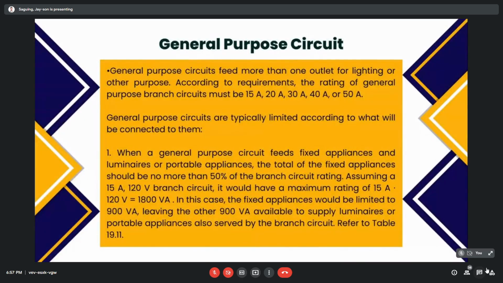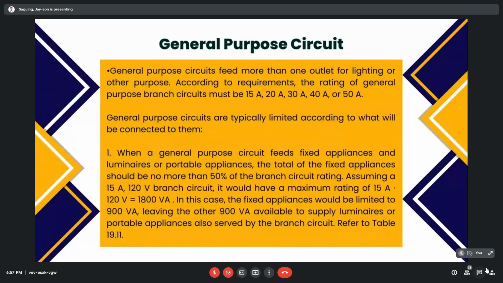General purpose circuits feed more than one outlet for lighting or other purposes. According to requirements, the rating of general purpose branch circuits must be 15 amps, 20 amps, 30 amps, 40 amps, or 50 amps. General purpose circuits are typically limited according to what will be connected to them. So there are some limitations here in general purpose circuits. Let's get to know them.